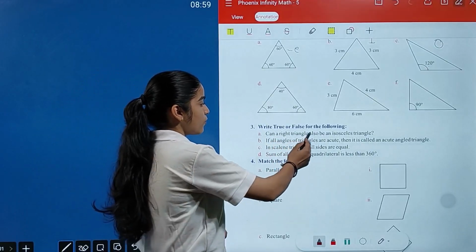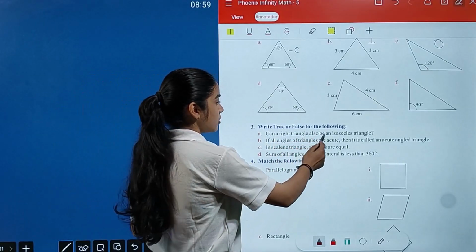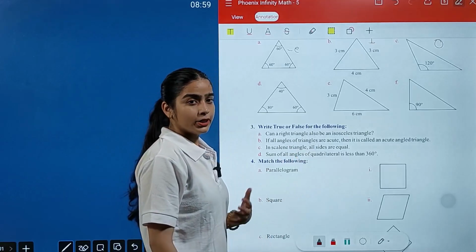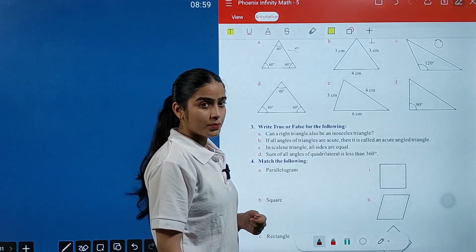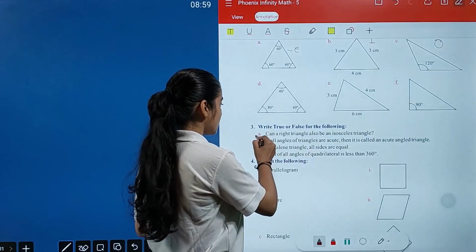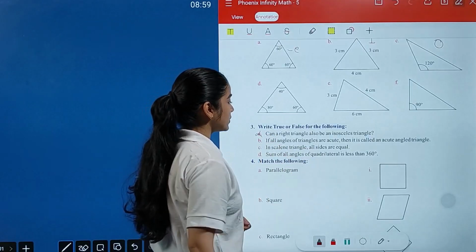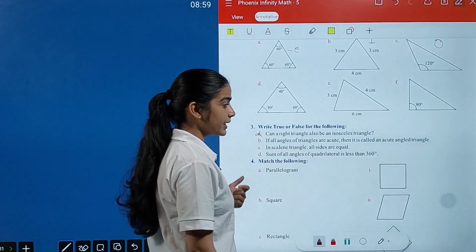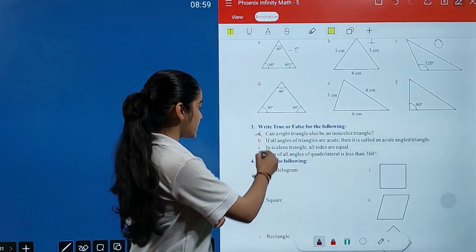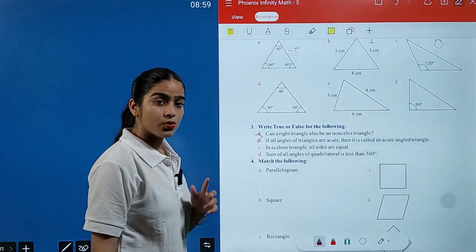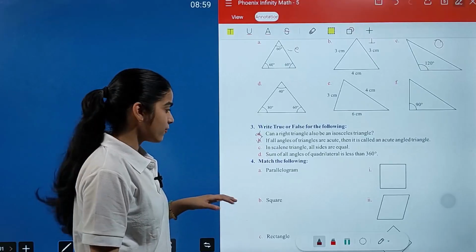Now write true or false for the following. Can a right triangle also be an isosceles triangle? It could be, no, it could not be an isosceles triangle. So this is false. If all angles of a triangle are acute, then it is called an acute angle triangle. Yes, this is true. For the rest of the two, you have to answer whether this is true or false.